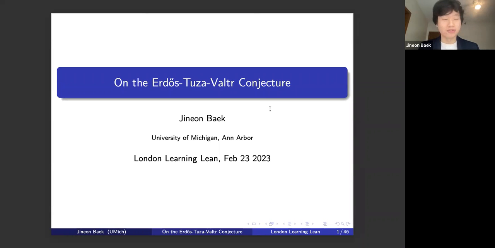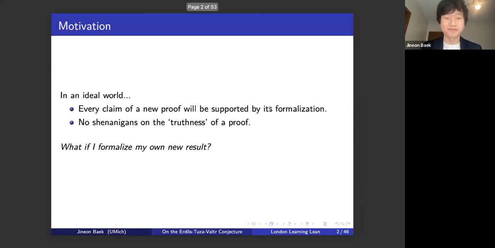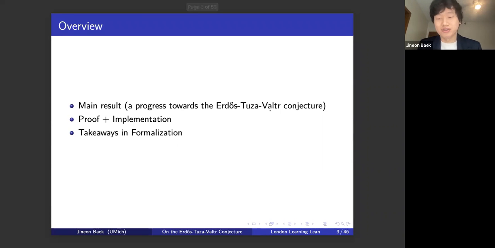So today, I'm going to talk about how I formalized my own result on the Erdős-Tuza-Valtr conjecture. As we have all seen, there's a lot of drama happening around someone claiming a proof of a notorious conjecture, and there's this whole shenanigan over the truthfulness of the proof. I thought that was unfortunate, and that motivated me to first prove my own result. So today I'm going to talk about my main result, its proof, its implementation, and the takeaways I had in the formalization.